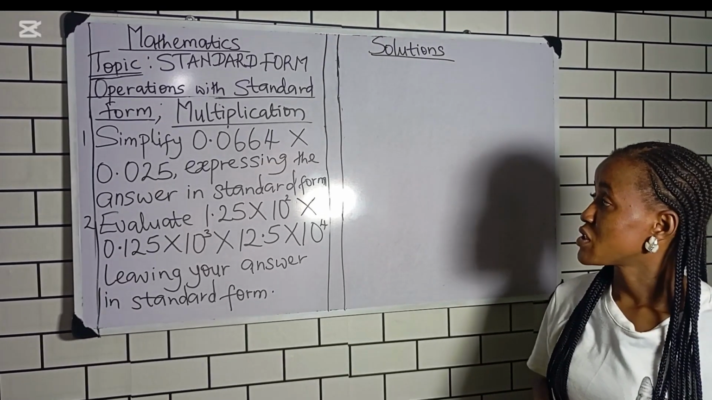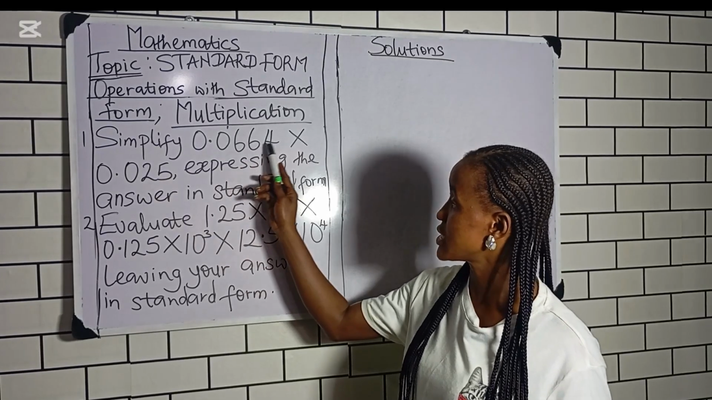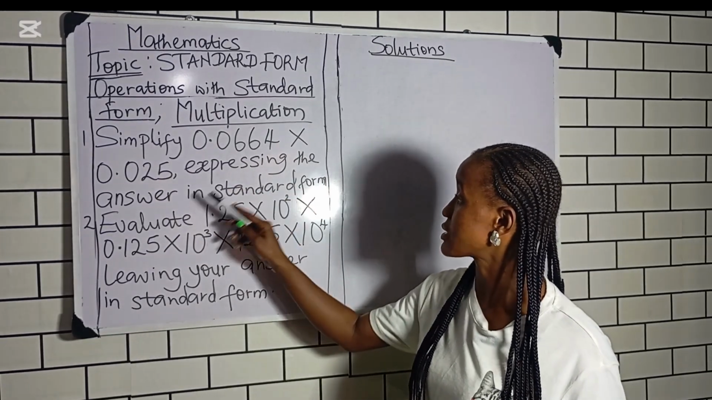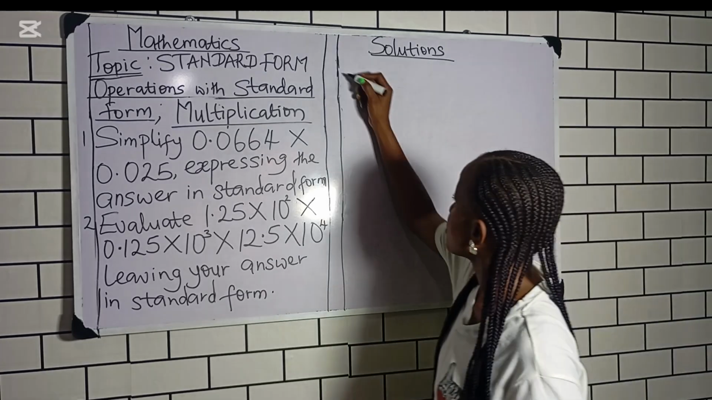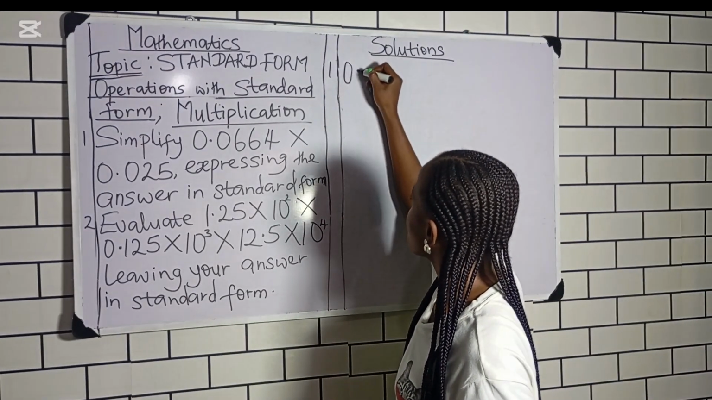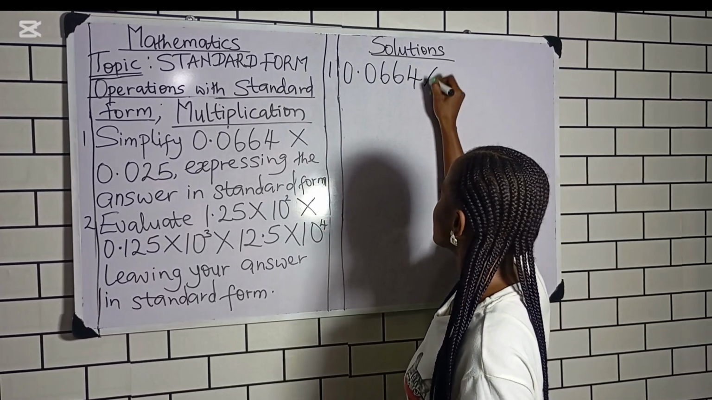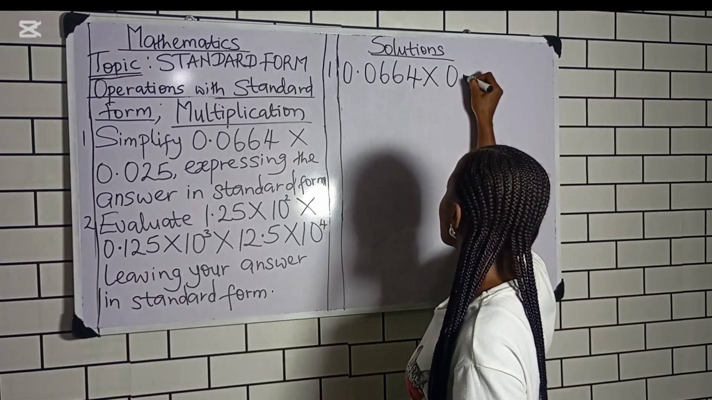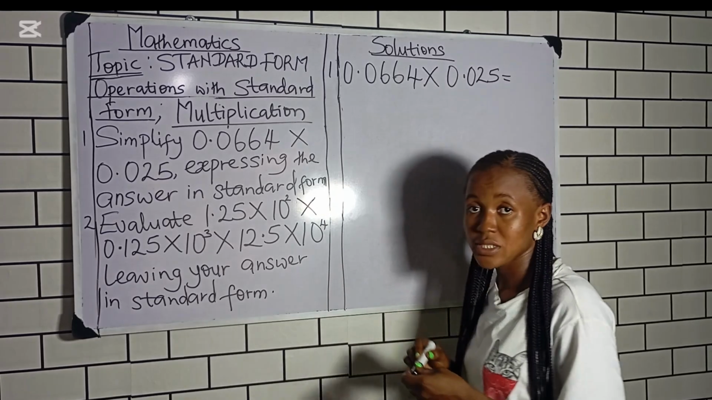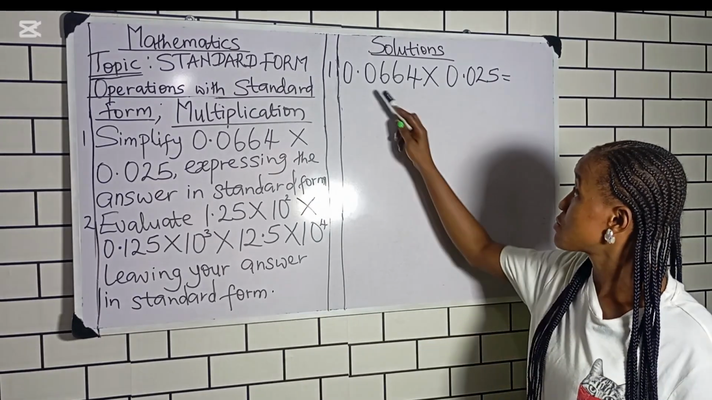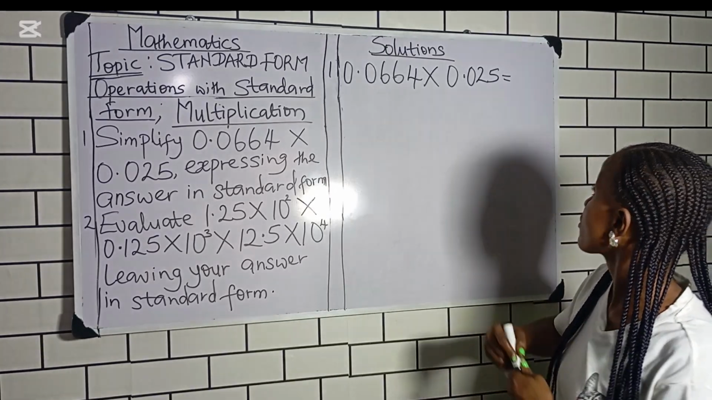Now moving over to multiplication, we are given 2 examples here. They say simplify this times this, expressing the answer in standard form. Now writing all the numbers, we have 0.0664 times 0.025. Here, the first step to take is to change all the decimal numbers to a whole number.